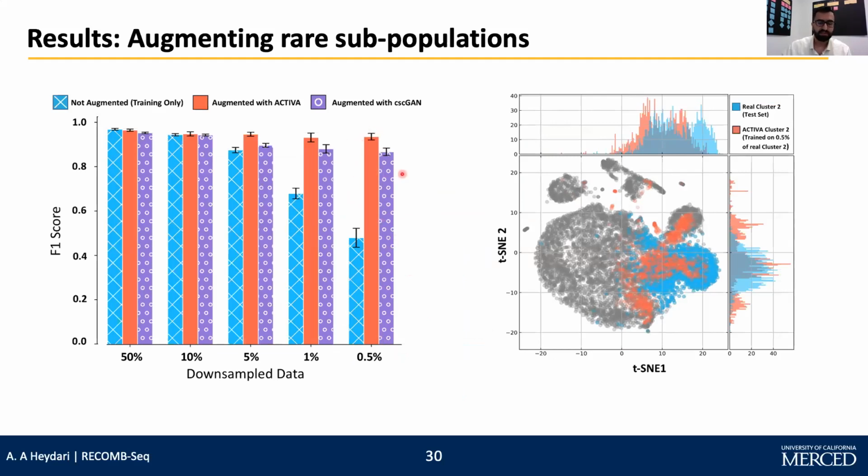So this is really promising, because that's telling us that if this happens in a real case scenario where we have a really rare cell population, training with ACTIVA and augmenting the original data with ACTIVA can improve the downstream analyses that biologists want to do. And here, if we do it quantitatively or qualitatively, we can see that the space where ACTIVA is generating these cells is very similar to the real space that these cells were originally embedded in.